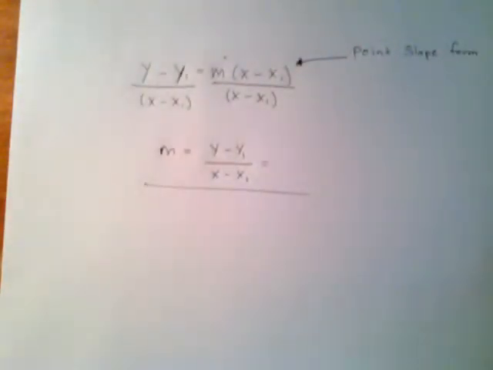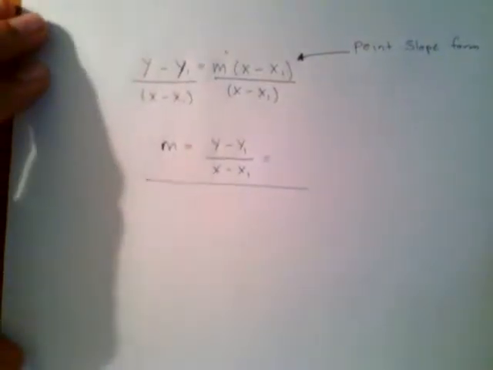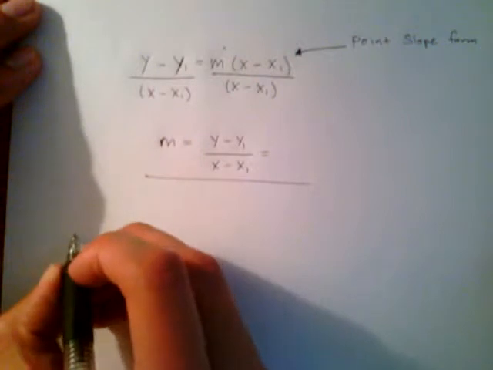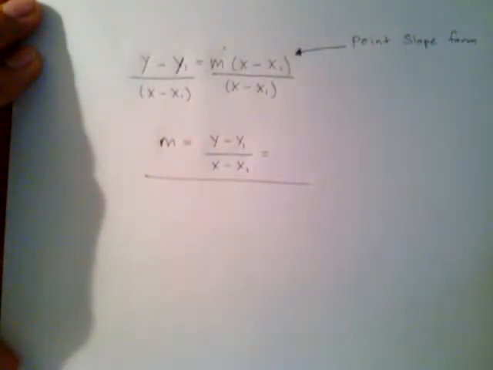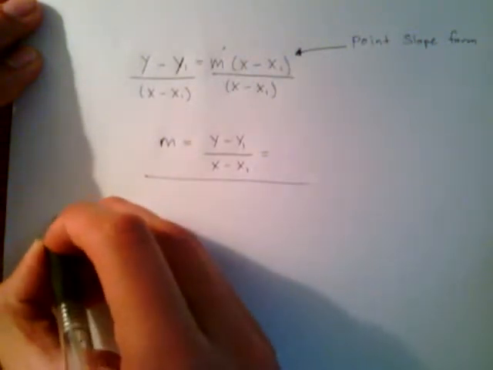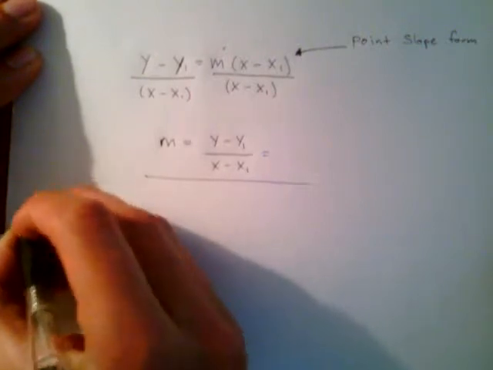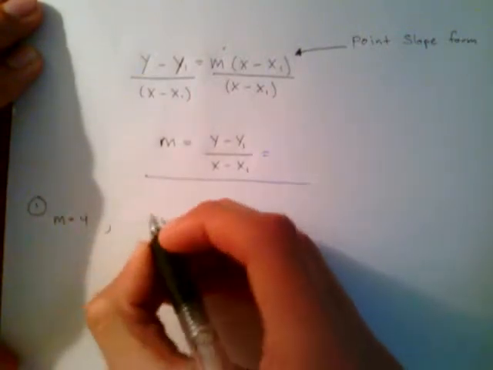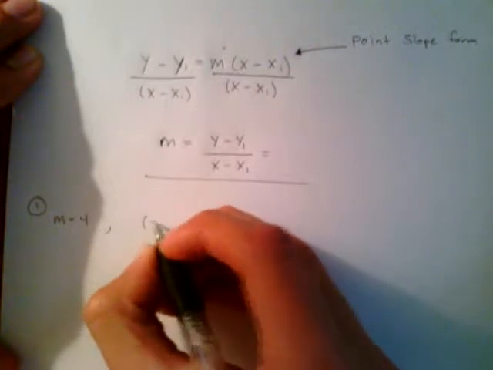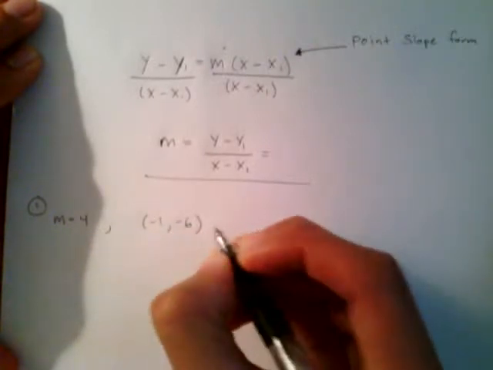This equation is useful when we're given a certain amount of information, namely when we're given the slope and the point, and we're asked to find the equation of the line. So in our case, we'll look at a specific example. We want to find an equation of a straight line that has a slope m equal to 4 and passes through the point (-1, -6).